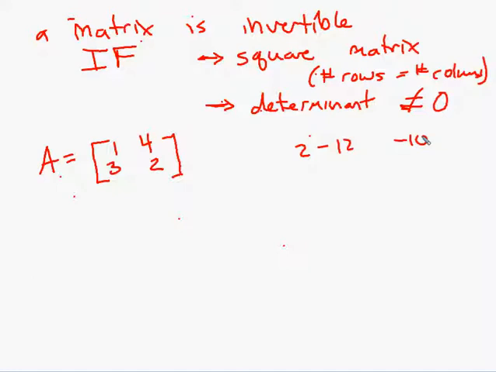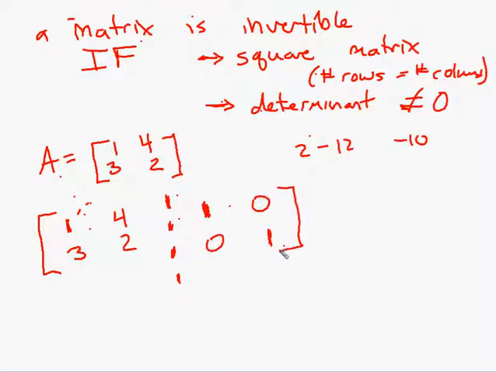The determinant is not 0. So we can invert this. Well, the question is how. What we're going to do is we are going to augment our matrix. And that means divide it into 2 halves, with 1 half being the matrix I start with, and the other half being what I want it to become. And I want it to become this identity matrix. So that's my augmented matrix.